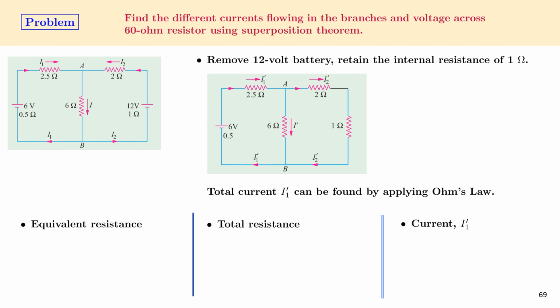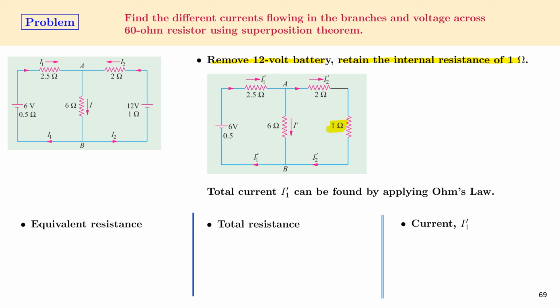The original figure has been shown on the left. In the first step of solving this circuit by using the superposition theorem, we will remove the 12 volt battery, retaining its internal resistance of 1 ohm. As you see in this figure, the 12 volt supply has been removed, but we have retained the 1 ohm resistor.